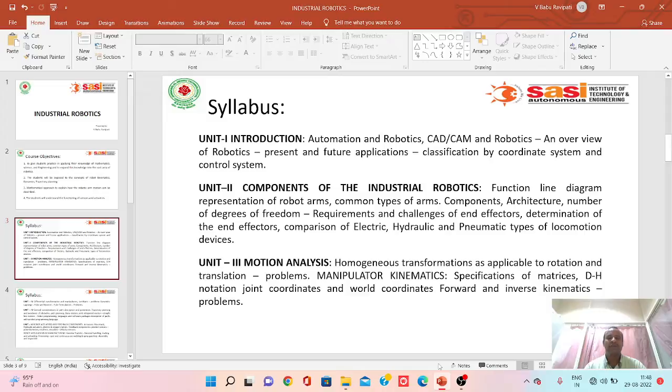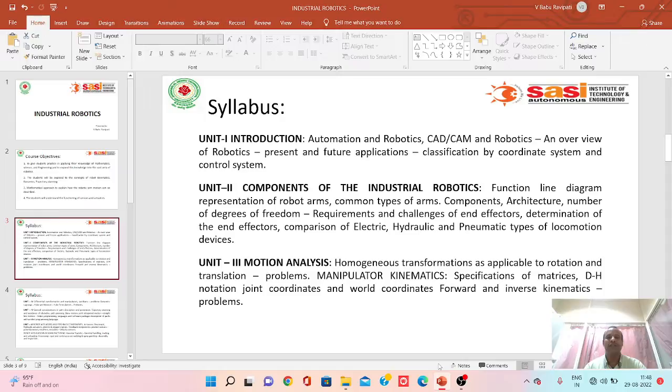If you observe the syllabus, these are the first three units of the syllabus. In the first unit, we have the introduction, where we give a detailed explanation about robotics, automation and robotics, and CAD CAM, and how they are all different. Those who don't have any knowledge in robotics may think automation is robotics, or that CAD CAM is robotics. But we have differences. Automation is different from robotics. CAD CAM is different from robotics.